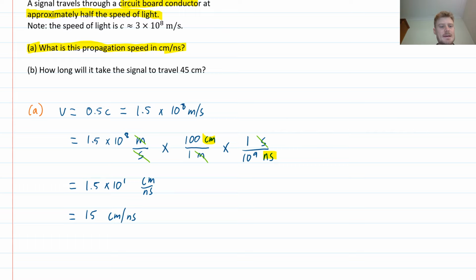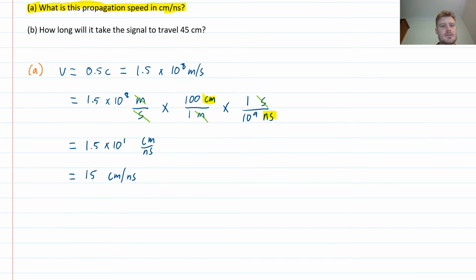So that's part A. Part B of our question then says, how long will it take for the signal to travel 45 centimeters? Let's write down the things that we know. I have a distance, which is 45 centimeters, and I have a velocity, which is 15 centimeters per nanosecond. So I need to find a way to combine this information such that the answer will have units of time. The answer will have units of nanoseconds.